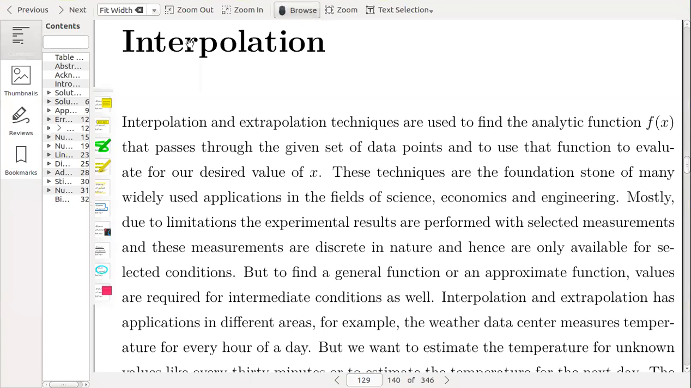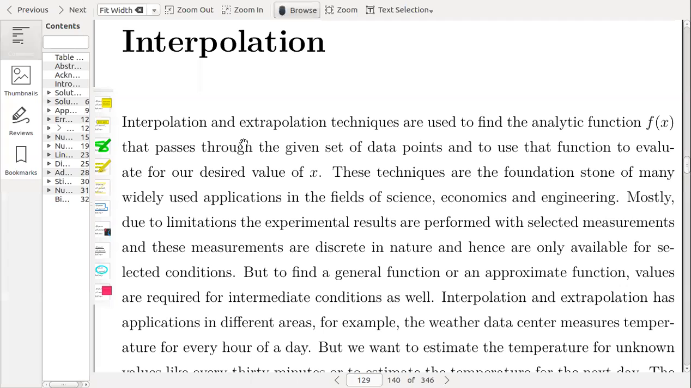So today we discuss interpolation. Interpolation and extrapolation techniques are used to find the analytic function f of x that passes through the given set of data points and to use the function to evaluate for our desired value of x.